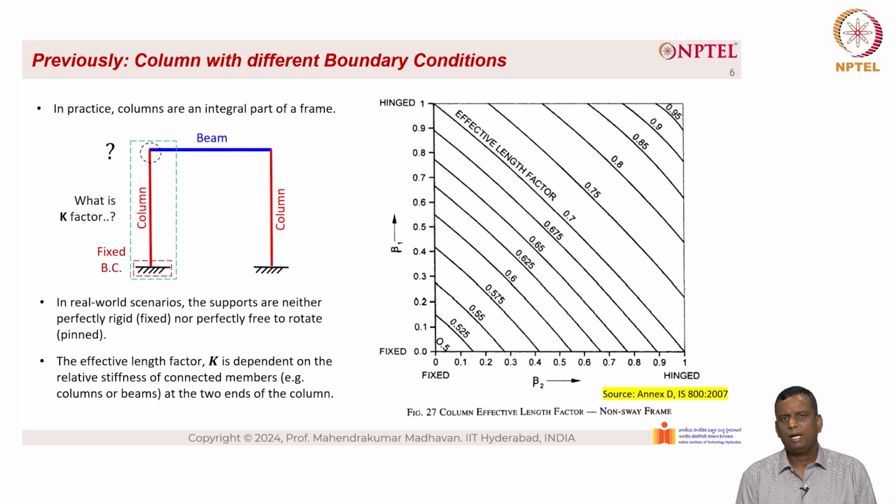So the factors that are going to be helpful in determining the K values are beta 1 and beta 2. This is given in Annexure B, IS 800-2007. This is for a non-sway frame. It is the column effective length factor, Figure 27. So you see that beta 1 and beta 2.